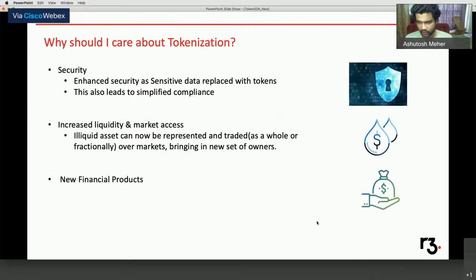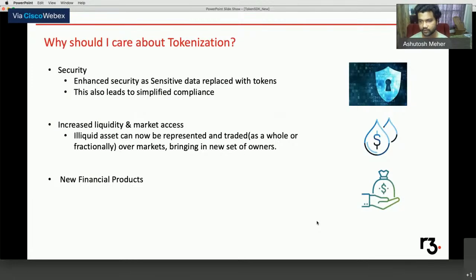Now, why should I care about tokenization? Before we go deep into tokenization, we need to understand why we are doing tokenization, right? And from a business perspective, what benefit does it give to business? Well, there could be multiple use cases. I'll just cover a few of them, but there could be even more than this. I'll put forward what I think is most important from the point of view of tokenization in the blockchain sense, or in the general sense.